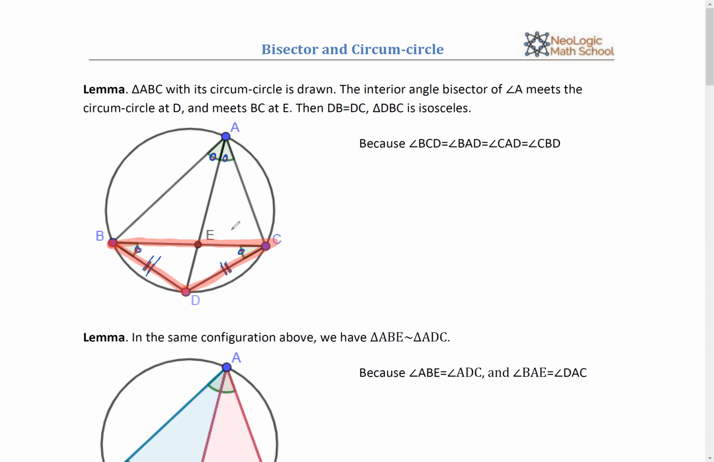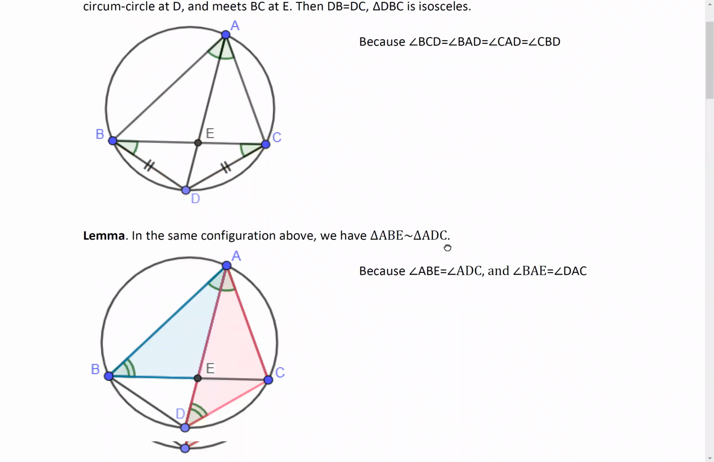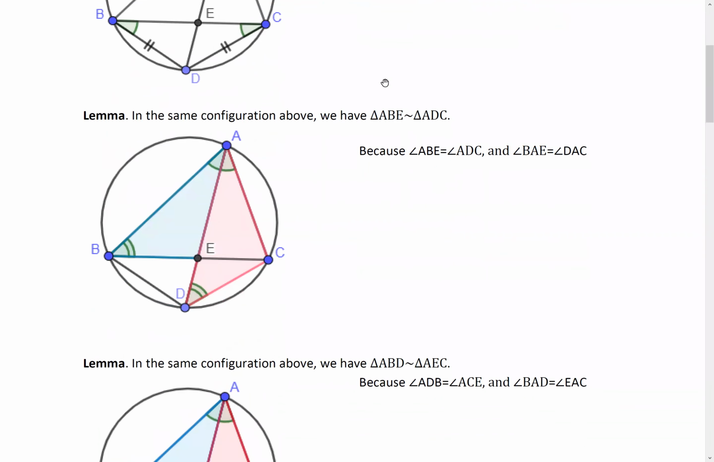Now, the isosceles triangle is there, but there are also two pairs of similar triangles which are not quite obvious. Let's think about the first one. I claim that this triangle is similar to this one. To prove a pair of similar triangles, you just need to find two pairs of equal angles.